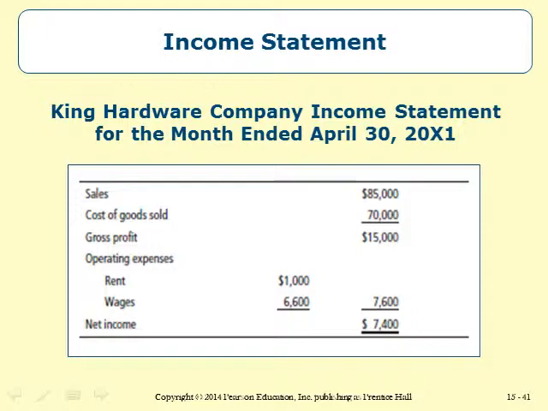And we see we have sales, we have cost of goods sold to get us gross profit of $15,000. Then we have operating expenses of $1,000, wages of $6,600 to give us total operating expenses of $7,600, resulting in net income of $7,400.